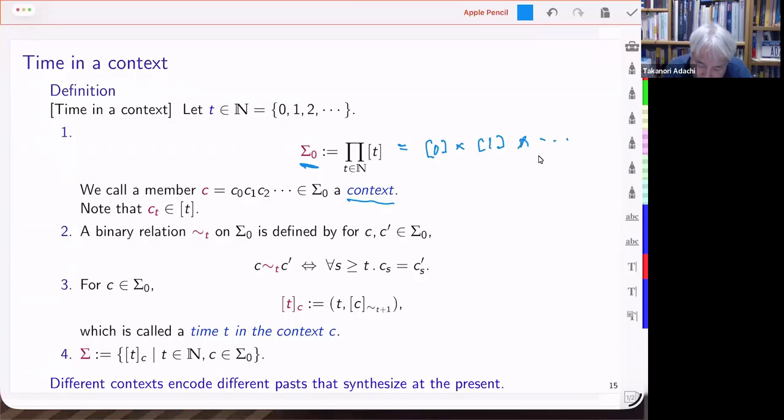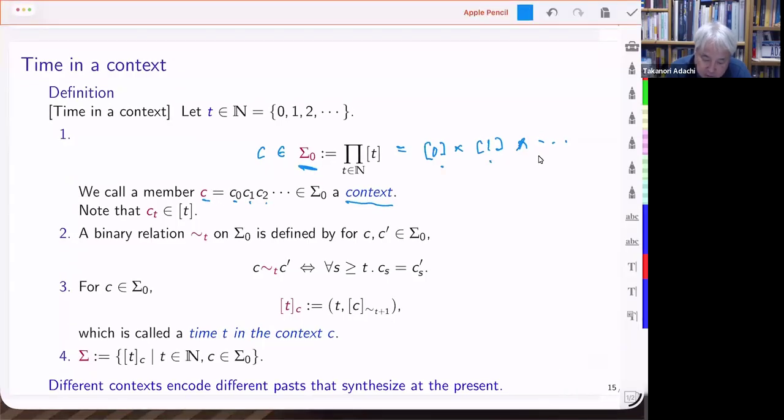Taking any element C from sigma 0, C can be written as C0, C1, C2, and so on, where each C_t is a member of the bracket t, such as the zero bracket or the one bracket. In general, C_t is an element of the bracket t. We call this a context. Why is this called a context? I will explain soon.